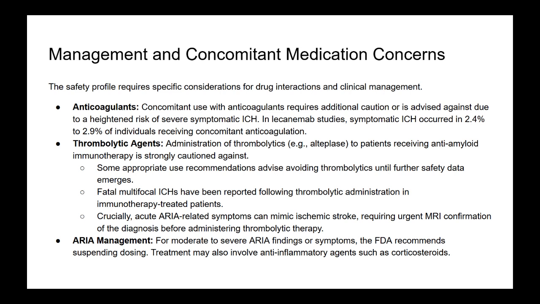There have indeed been reports of fatal, multifocal intracranial hemorrhages following thrombolytic administration in patients who were being treated with anti-amyloid immunotherapy. So the bottom line is that if a patient on one of these therapies presents with new, sudden neurological symptoms suggestive of stroke, ARIA must be strongly considered in the differential diagnosis. Urgent brain MRI, including sequences sensitive to edema and hemorrhage, like FLAIR and GRE, is necessary to differentiate between ischemic stroke and ARIA before any thrombolytic therapy is even considered. The clinician has to assume it could be ARIA until proven otherwise by imaging.